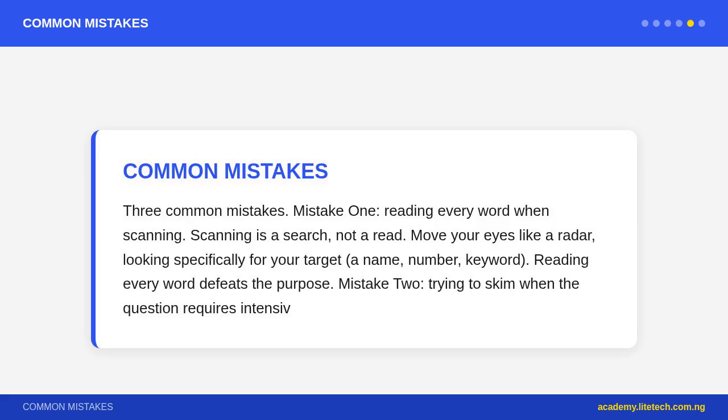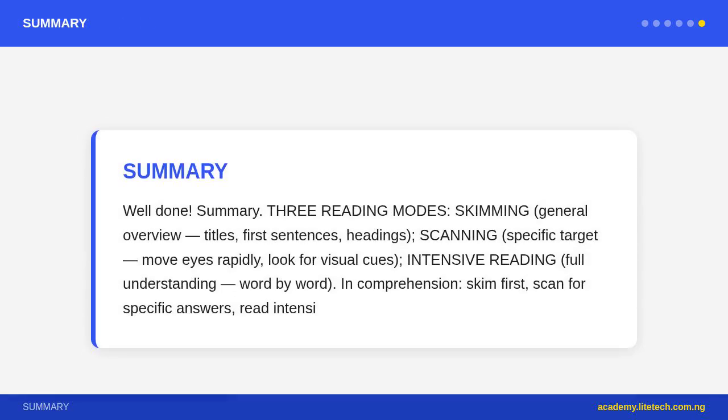Mistake 3, not using SQ3R for revision. Many students reread notes passively without testing themselves. The recite step of SQ3R is the most powerful. Forcing yourself to recall information without looking is the single most effective study technique. Test yourself before you look.